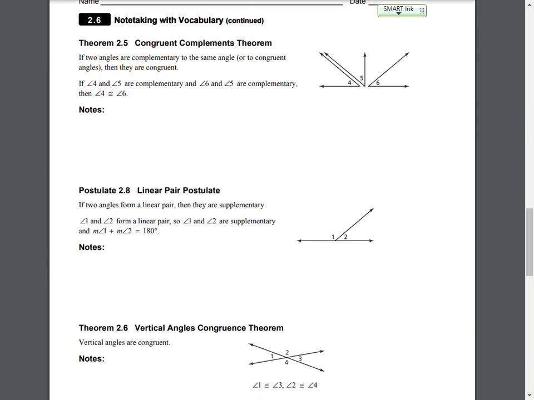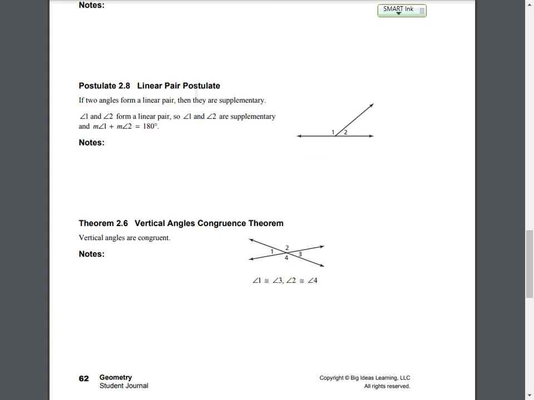Okay, going down. Theorem 2.5, congruent complements theorem. If two angles are complementary to the same angle, or two congruent angles, then they are congruent. So angle 4 and angle 5 are complementary, and angle 6 and angle 5 are complementary, then angle 4 is congruent to angle 6. Same exact concept, just with complementary.